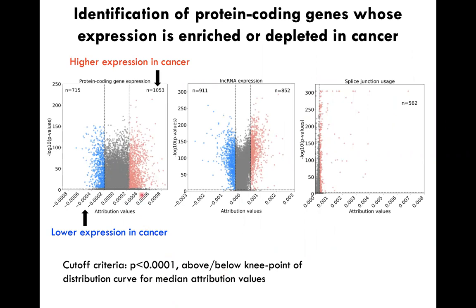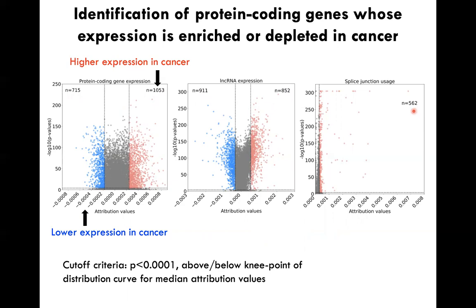And this gave us a list of 1,053 genes that are generally more highly expressed in cancer and 715 protein coding genes that have lower expression in cancer. Similarly, we have 852 long non-coding RNAs that are more highly expressed in cancer and 911 genes that have lower expression in cancer. And we have a set of 562 splice junctions that are enriched in cancer.